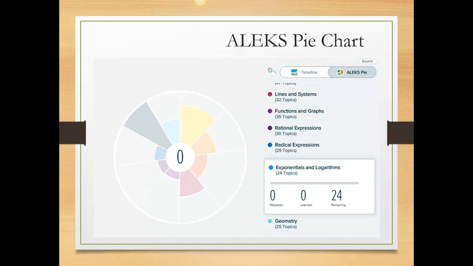ALEKS is a learning assessment system. So what that means is it will let you know when you're ready to tackle some topics based on the topics you've already completed. And so you may have to move around your pie chart to complete it. It's not going to be what we'd consider linear. It's not going to be one problem after another just to get things done. You're going to have to bounce from one section to another in order to complete all of the pieces. And in some cases, you may need to complete 100% of a section to move on to another section.